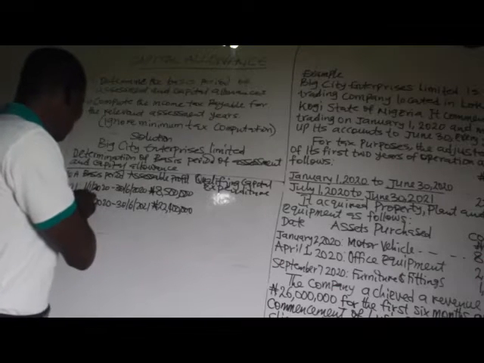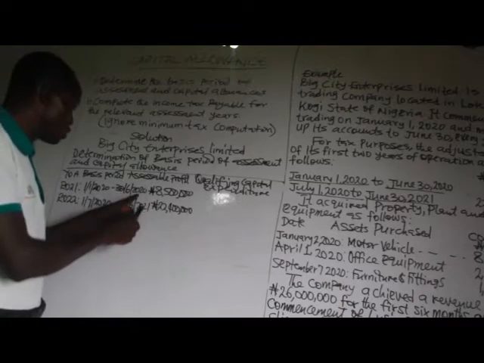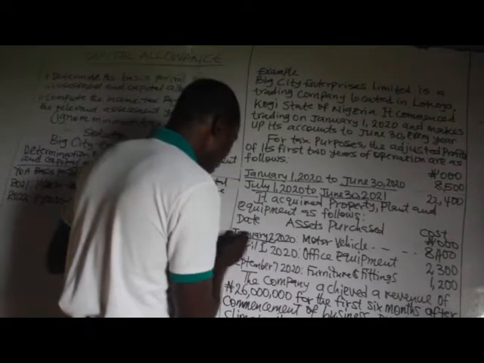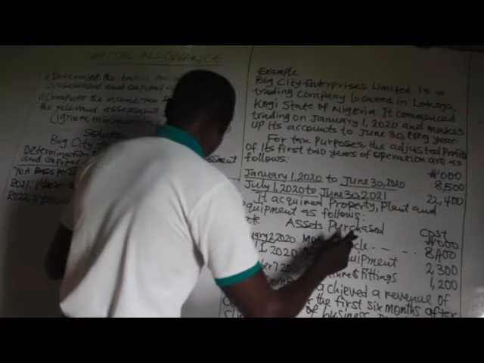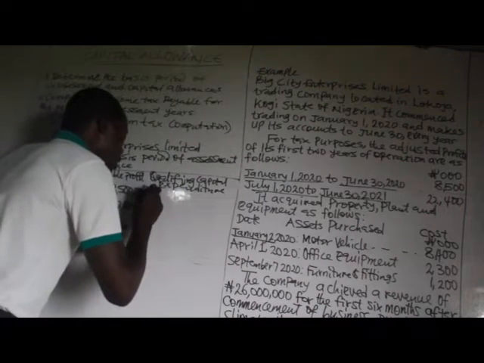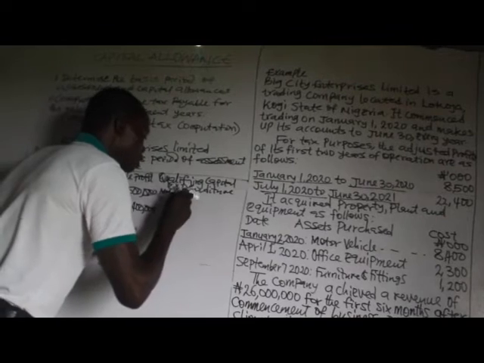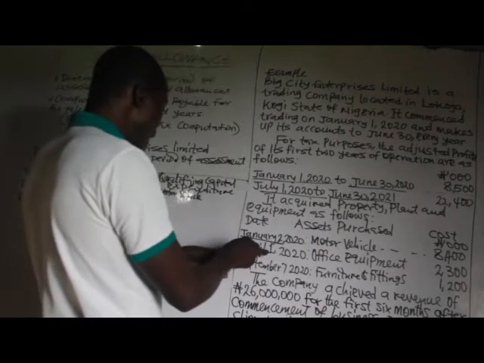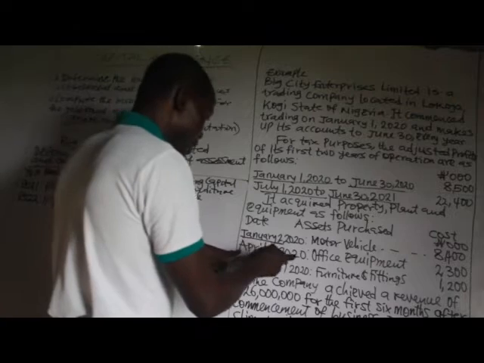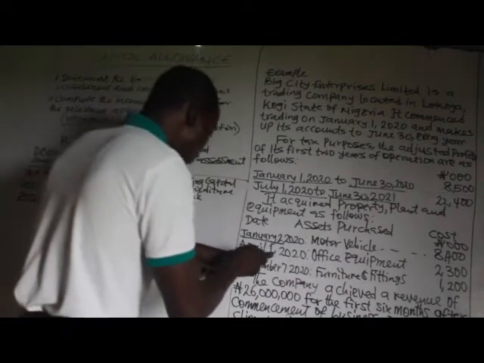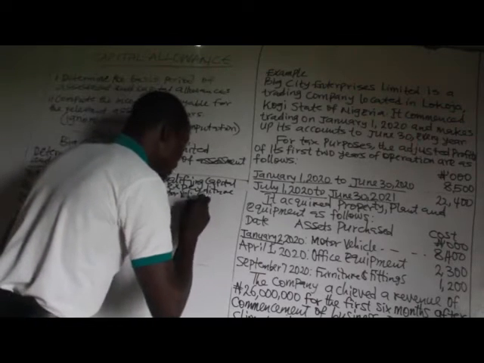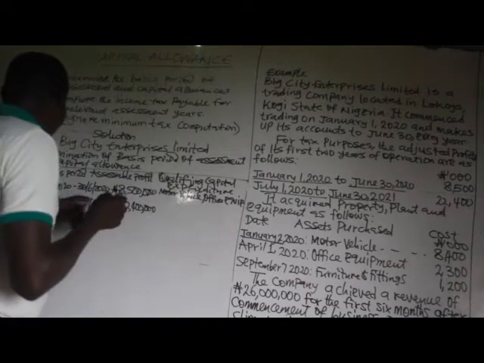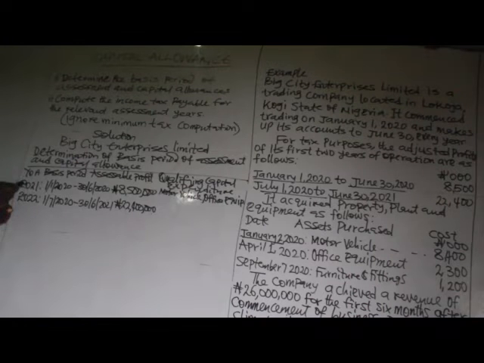So what are the assets acquired between January 2020 to June 2020? Now let's look at the acquisition. The first one, January 2nd, motor vehicle was acquired for 8.4 million. So we have motor vehicle, it qualifies in 2021 year of assessment. This was also acquired in April 2020. That is office equipment. So that means it also qualifies in 2021 year of assessment. These two assets qualified in 2021 year of assessment.